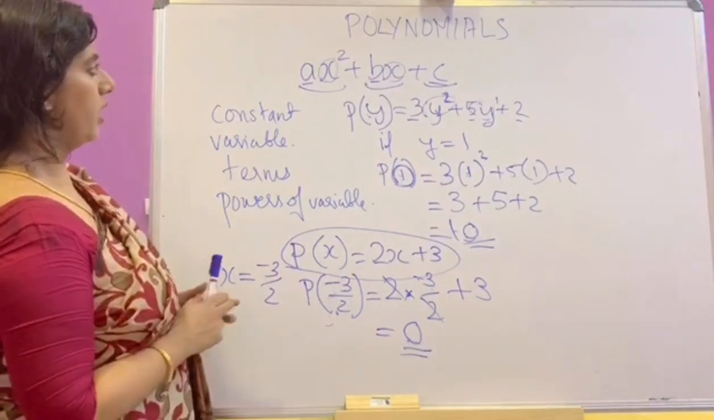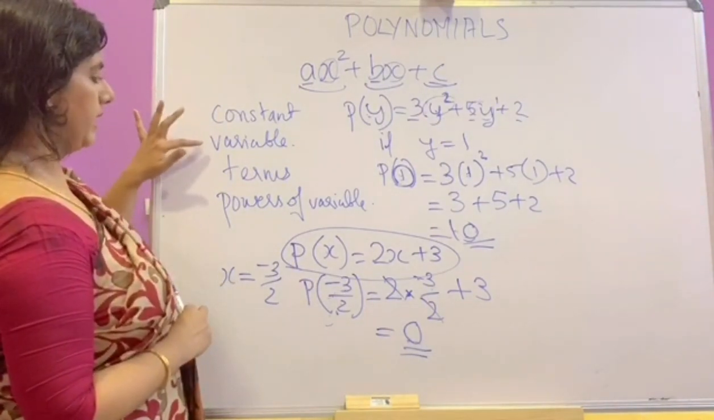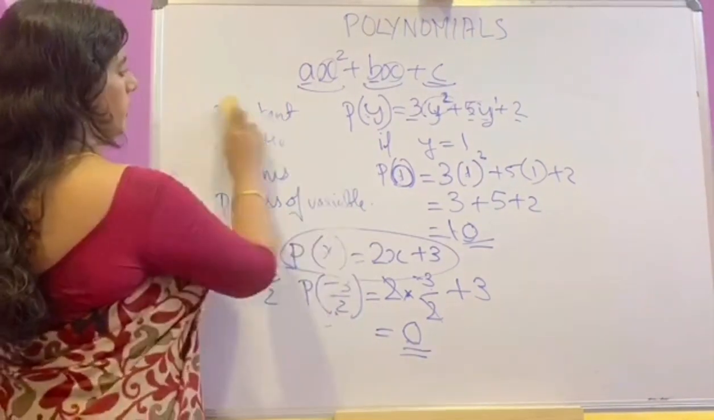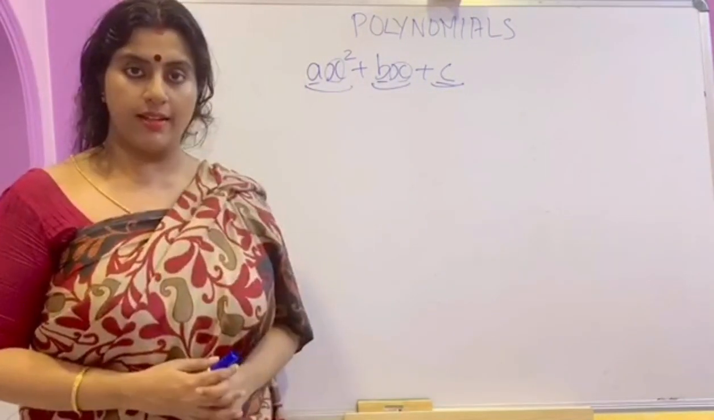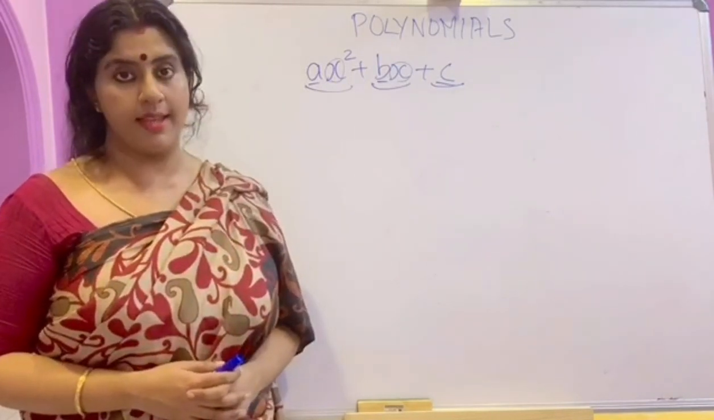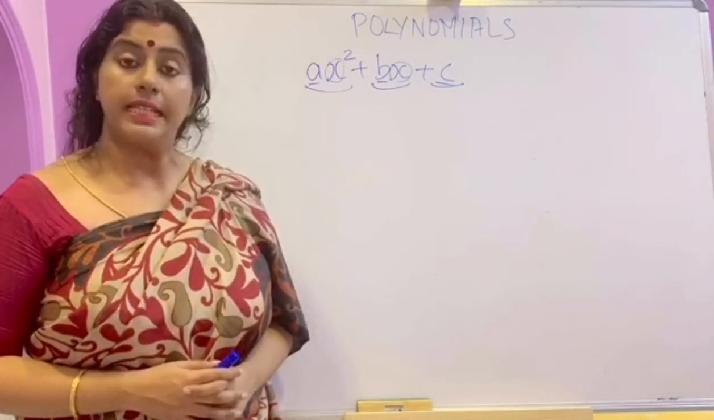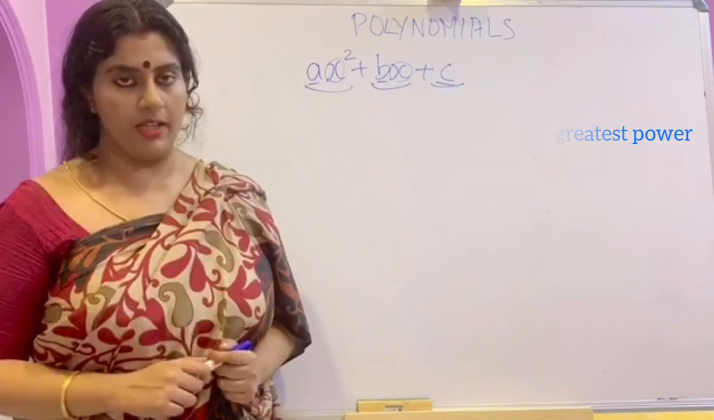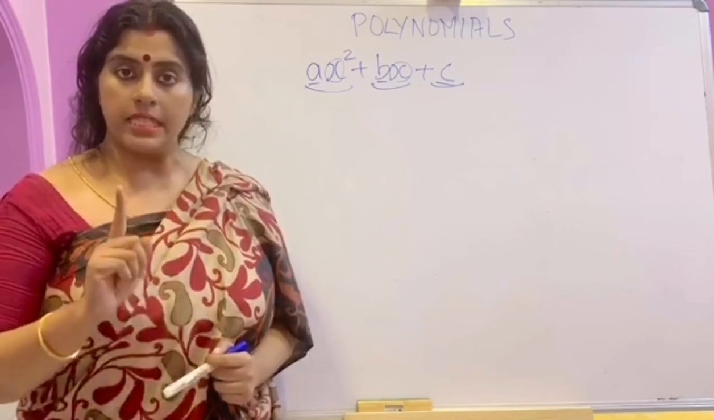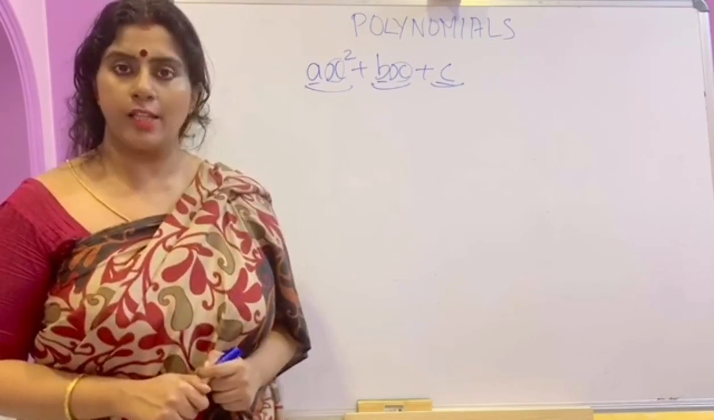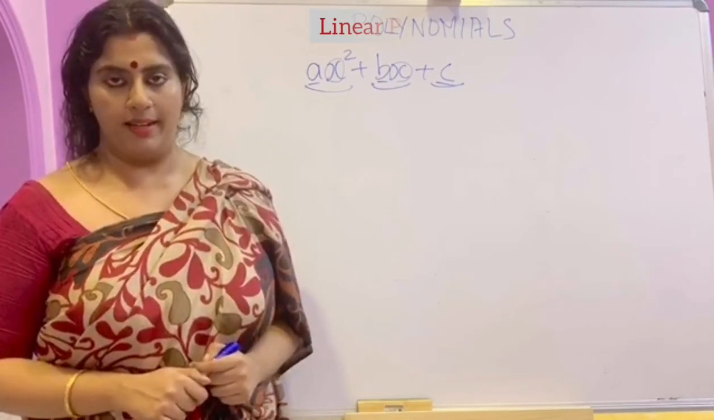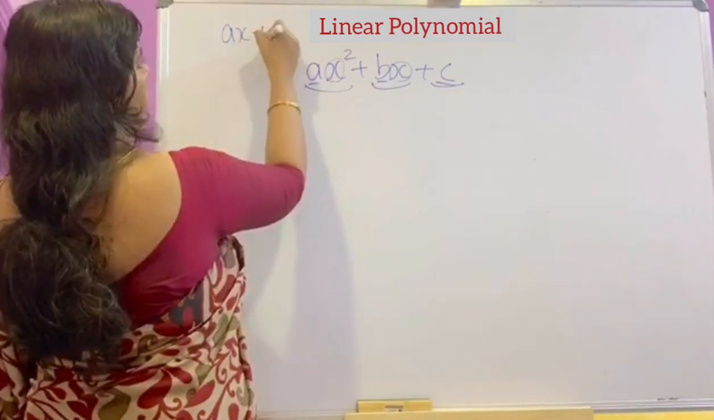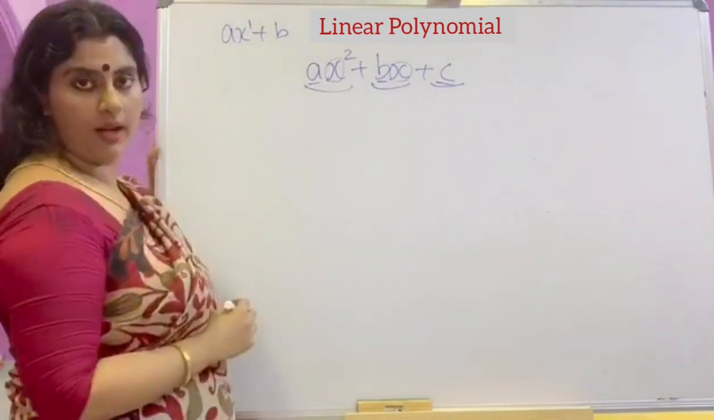Now, a polynomial consists of constants, variables, terms and powers of variables. Also, we can check the types of polynomials based on the degree of the polynomial. Before, I told you degree is the greatest power. Now, if it is a first degree polynomial, then it is called a linear polynomial, and the general form is ax plus b. Here the degree is 1.